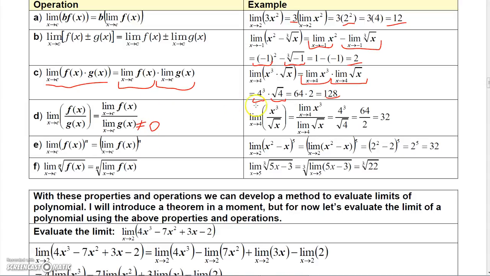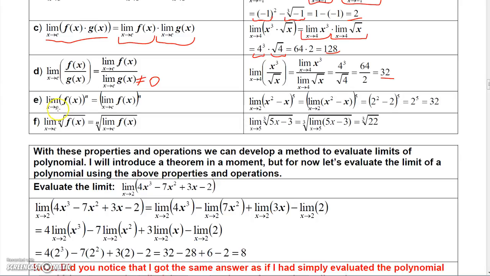Okay, so if I have the limit of x cubed over square root of x, that would be the limit of x cubed as x approaches 4 over the limit of square root of x as x approaches 4. And we know how to calculate the limit of x cubed as x approaches 4 as 4 cubed. And the limit of the square root of x as x approaches 4 is square root of 4. So that's going to be 4 cubed, which is 64, over the square root of 4, which is 2. And 64 over 2 is 32.